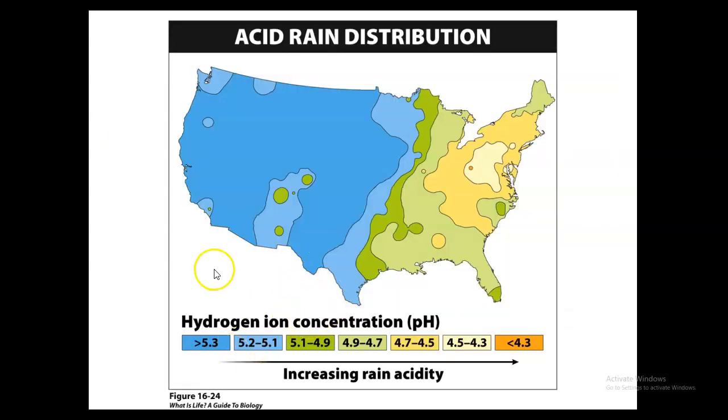Here you see acid rain distribution throughout the United States. Notice how the East Coast has a higher acidity. And by higher acidity, remember, acid is going to be 6 or lower. So 6 is going to be the least acidic. As you go lower, it becomes more acidic. So in this case, 4 is more acidic than 5.